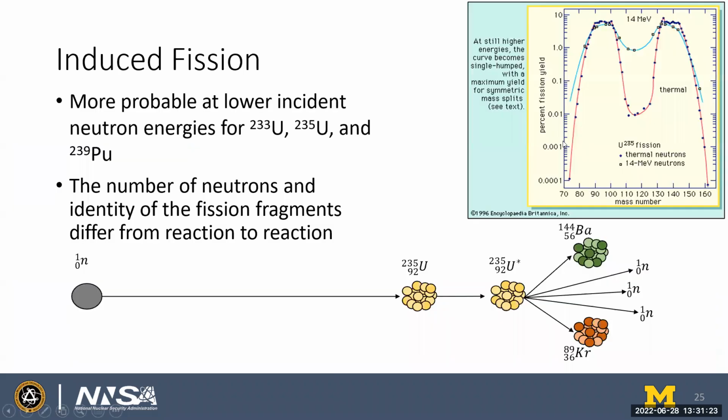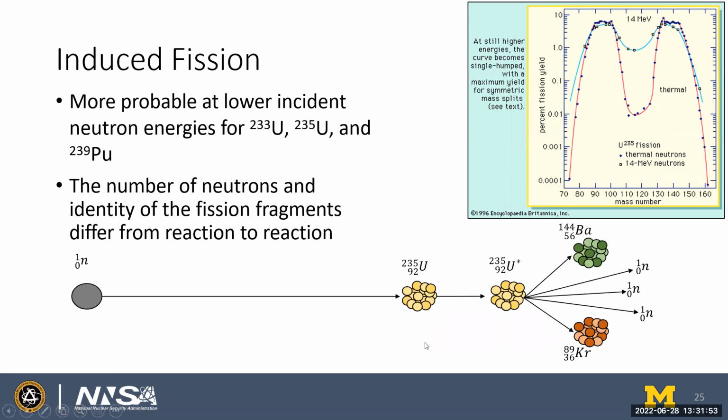So here's a quick summary of induced fission. It's most probable at those thermal energies, so lower incident neutron energies, for uranium-233, uranium-235, and plutonium-239, which are important isotopes we'll talk about more later this week. The number of neutrons and the identity of the fission fragments differ from reaction to reaction. I show you one specific reaction here on the bottom.